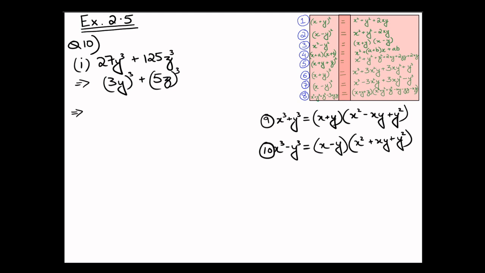And hence, in factorizing this, I get 3y plus 5z whole multiplied by 3y square, which is 9y square, minus x into y, which in this case becomes 15yz, plus y square, which is 25z square. And that's the factorization for the first part.